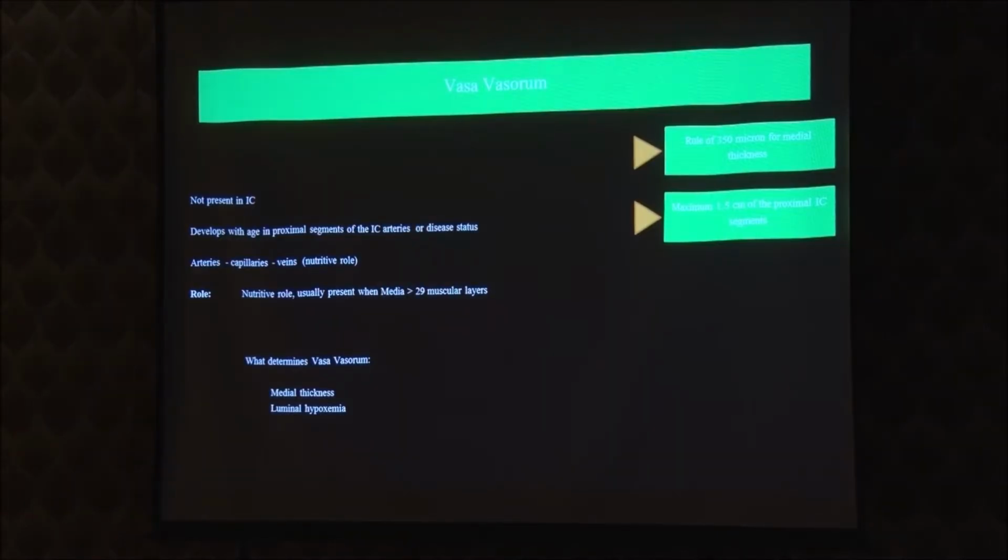I think it plays an important role in arterial wall pathologies. It's generally not present in the intracranial circulation. It develops with age, and if at all you see the vasa vasorum in the intracranial circulation, it will be in the proximal arteries. It has artery, capillary, and vein, and plays a nutritive role. It is usually seen when the muscular layers are more than 29. If the medial thickness is more than 350 micron, that is when you see the vasa vasorum giving the nutritive supply to the arterial wall.